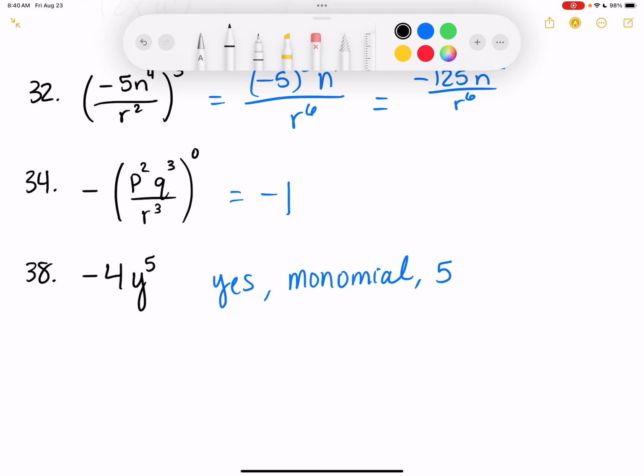40. Negative 9y plus 5y cubed. Is this one a polynomial?